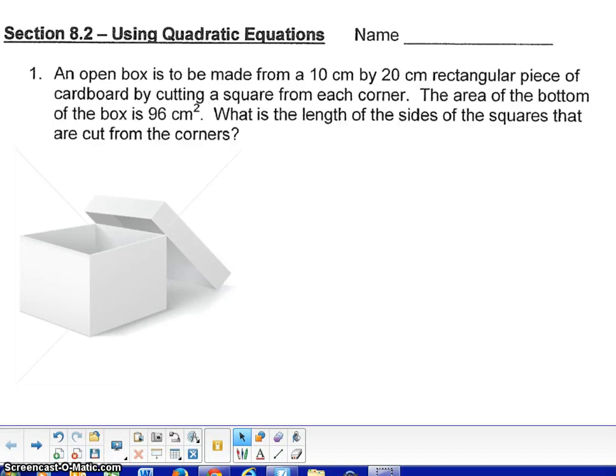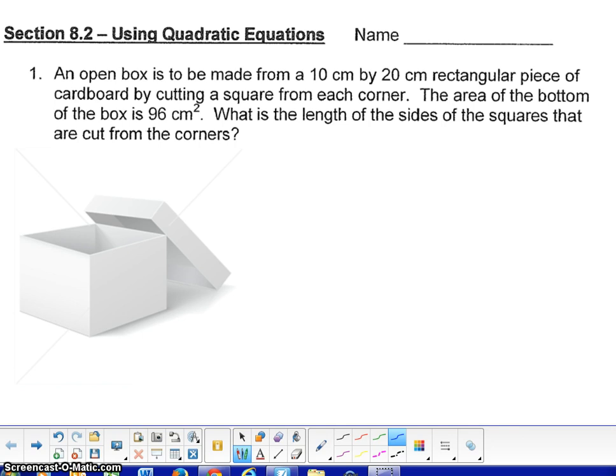Hi, this is Mrs. Slater, and today we're going to be doing 8.2, which is all about using quadratic equations in real-life examples. So first you need to understand the problem, then develop and carry out a plan, and then find the answer and check. And we will do 4 out of the 5 examples together, and then the last one you will be doing on your own.